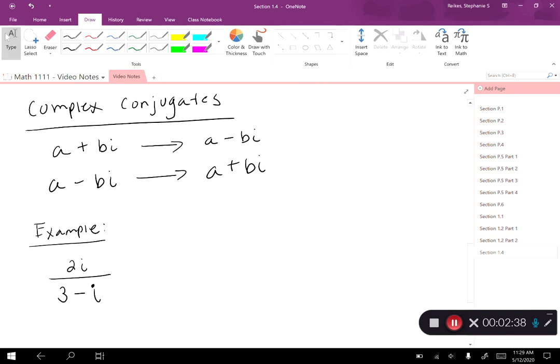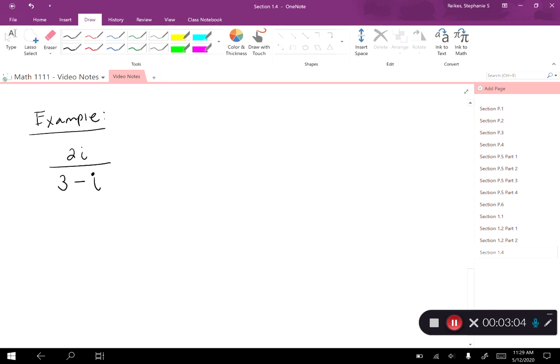Next, let's talk about complex conjugates, just like we did when we talked about square roots in a previous section. So, if I have a plus bi, its conjugate is a minus bi. If I have a minus bi, its conjugate is a plus bi. So the conjugate tells me I should flip the sign in the middle. Let's look at an example of this.